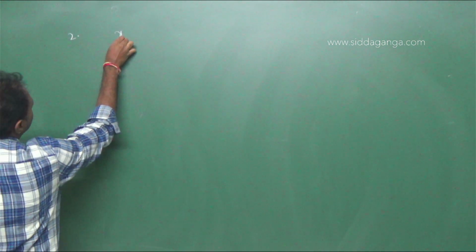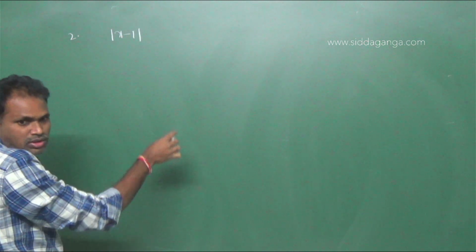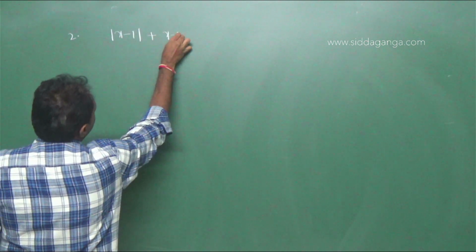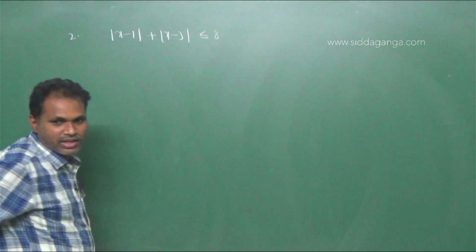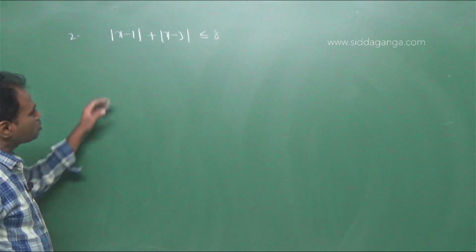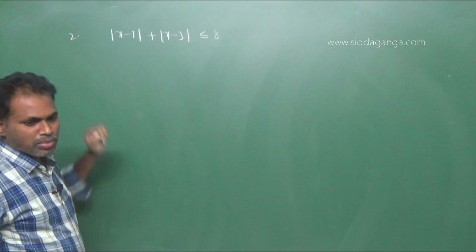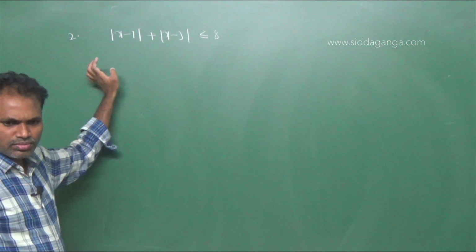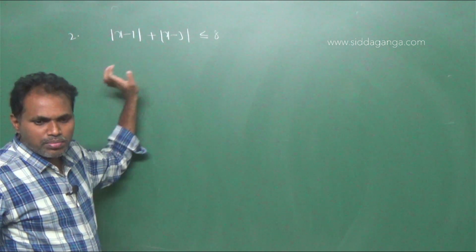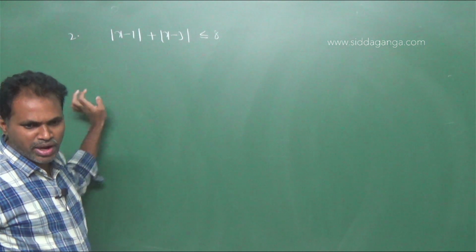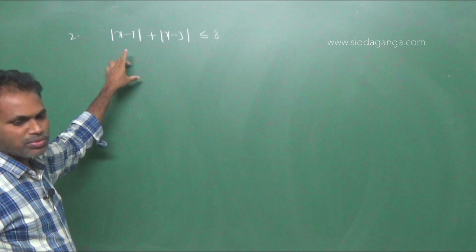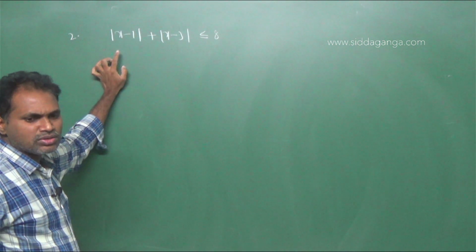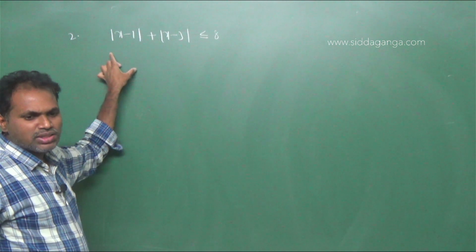Now here, the given function is |x - 1| + |x - 3| is less than or equal to 8. Now, through the options you can verify this problem. Now, if you observe the first option, minus infinity to minus 2, take one counter value in between minus infinity and minus 2. Suppose you take minus 3 in the interval.